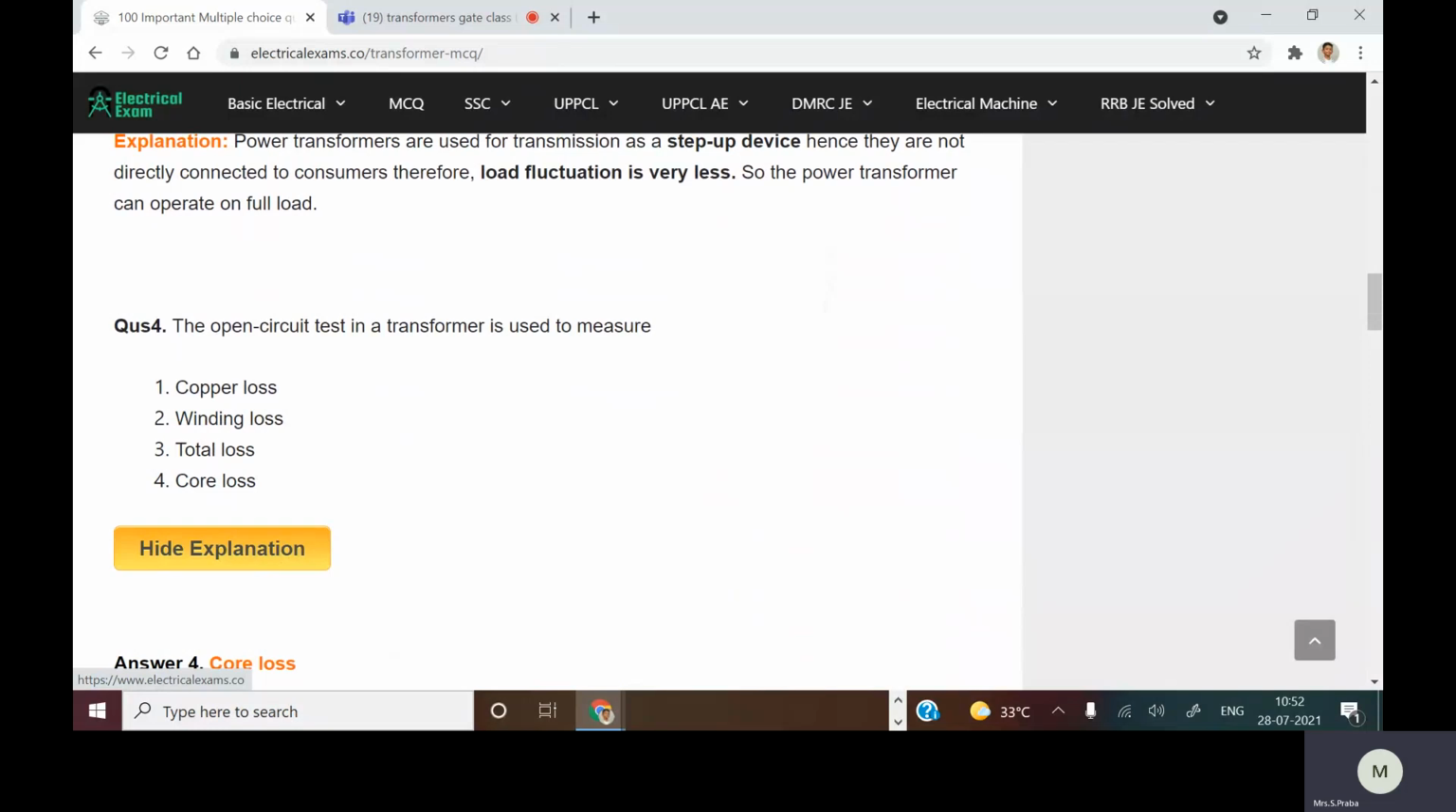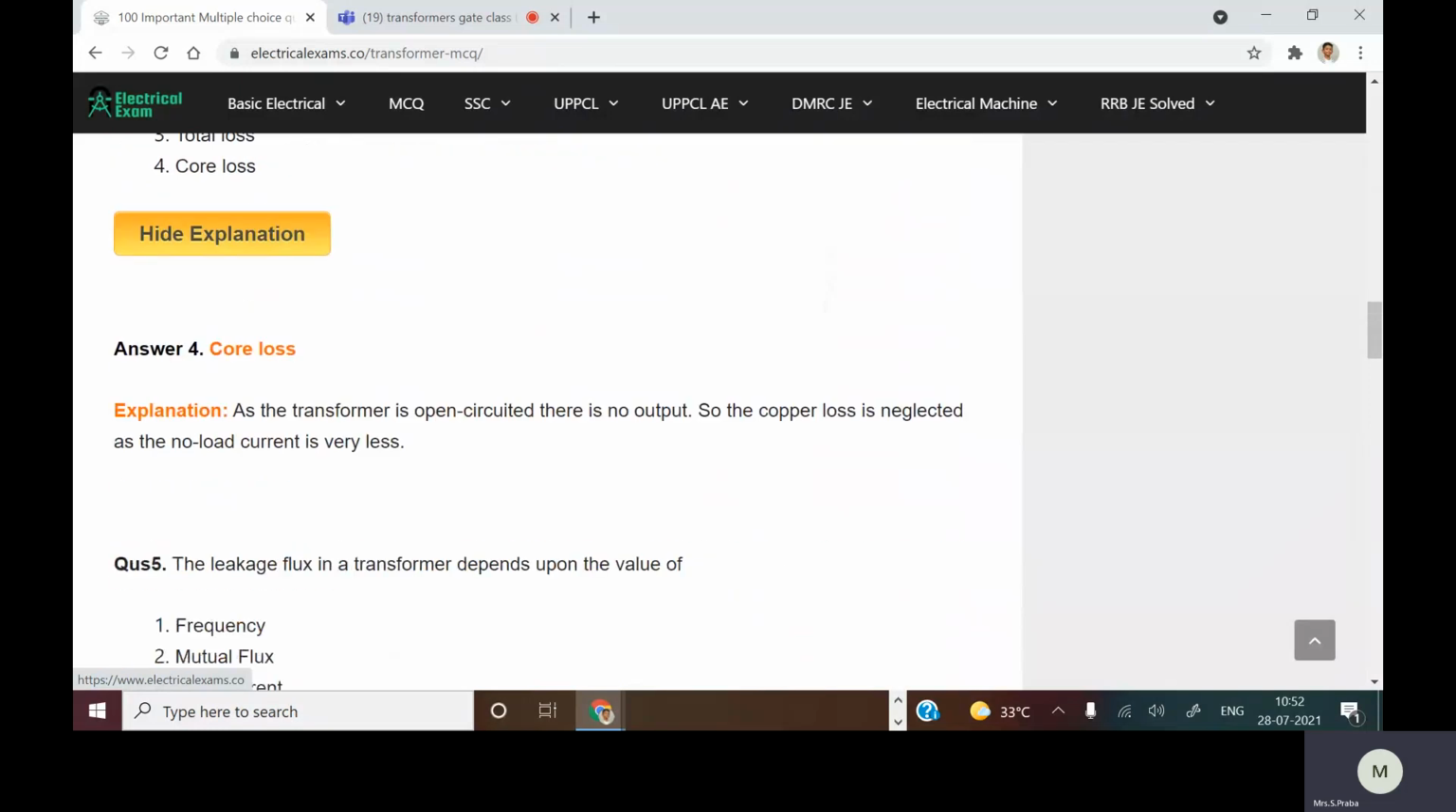Core loss. As the transformer is open circuited, there is no output. Once it is open, obviously the output must be open circuited. In OCC, the output must be open. So the copper loss is neglected as the no load current is very less. So OCC test is carried out for what? For core loss.